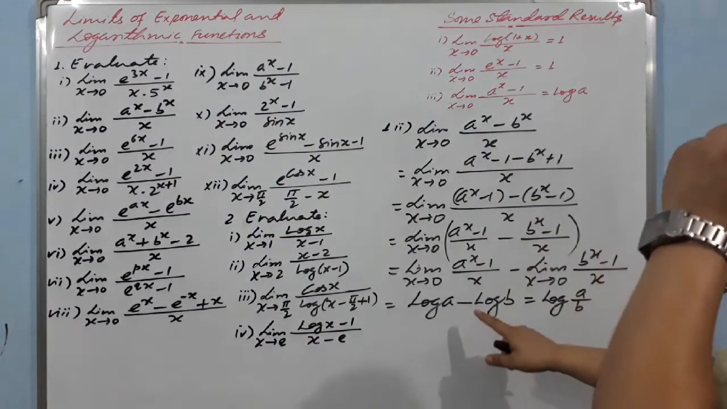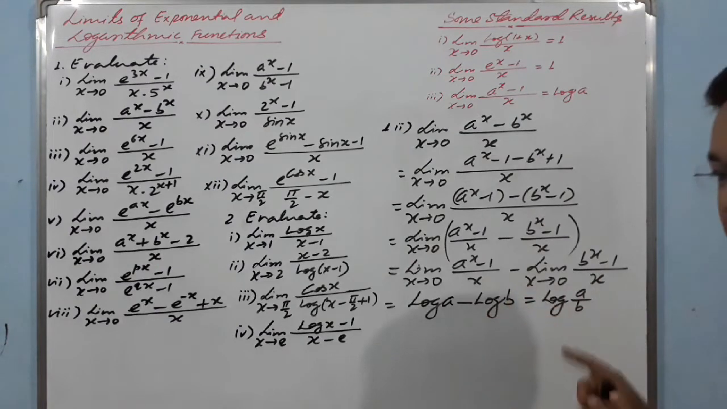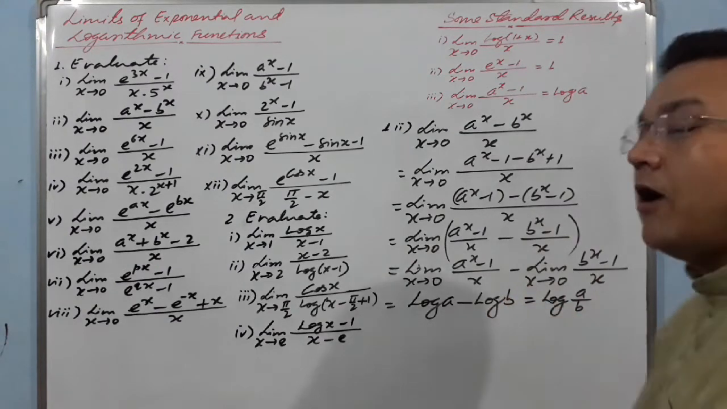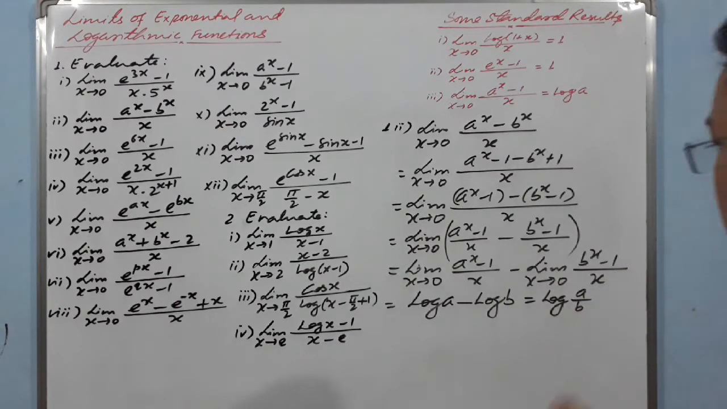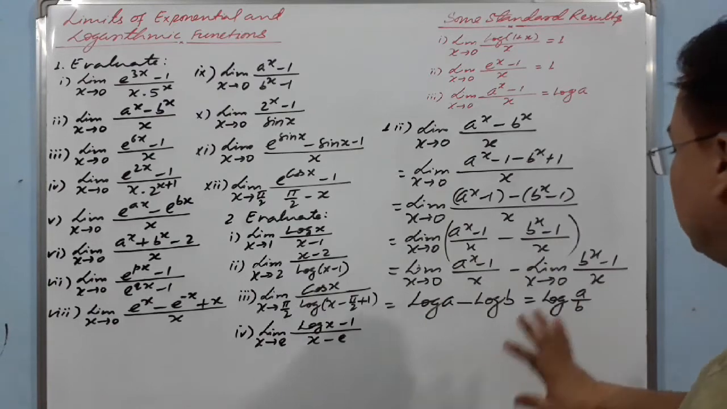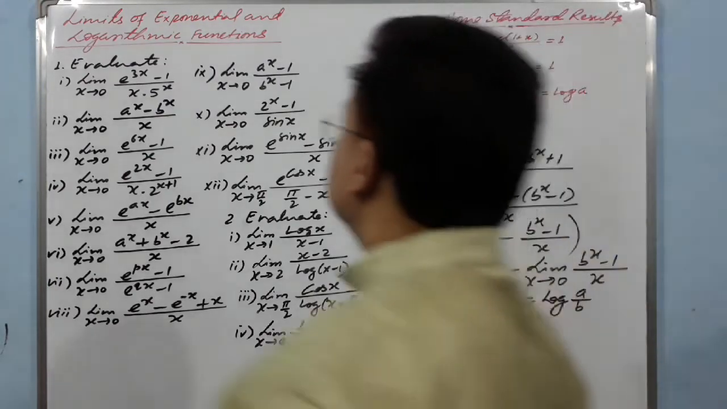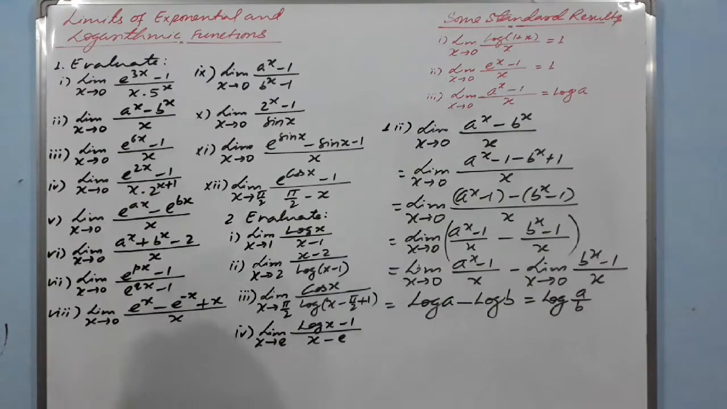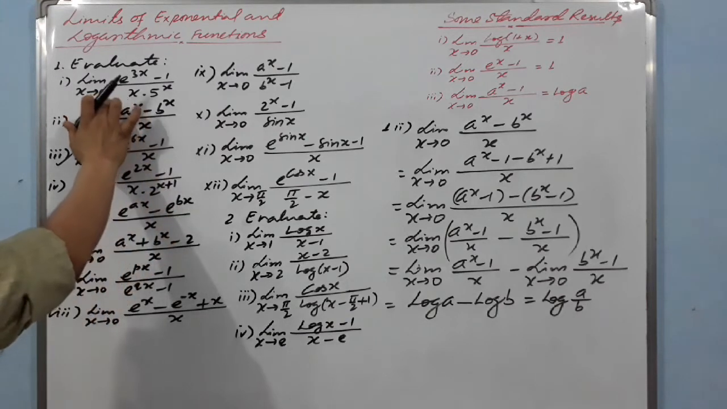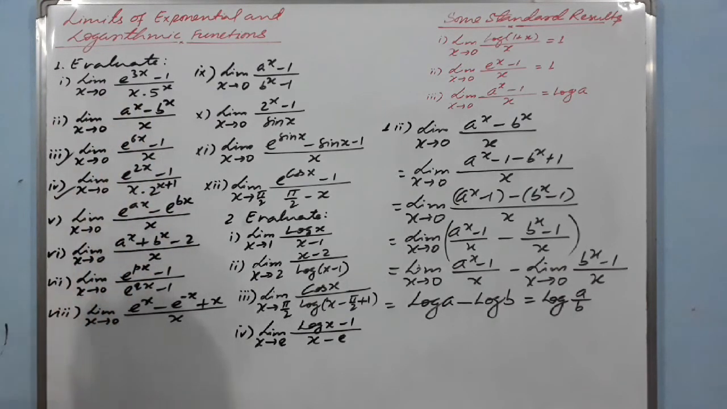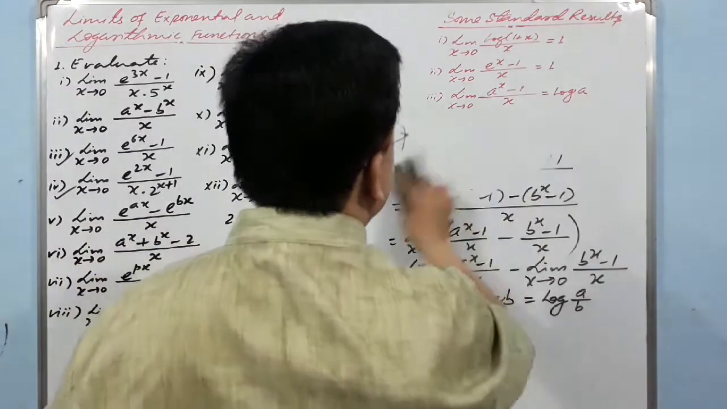Now, clear: log of a plus log of b is log of a into b, and log of a minus log of b means log of a upon b. So, no problem here. Now you understood how to solve, right? Just do the arrangement and you can do this question yourself. This question is exactly like the first one. So I think you can do it. Now I'm going to tell you question number 5.